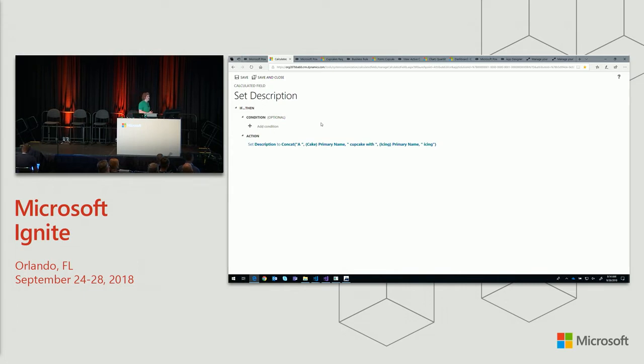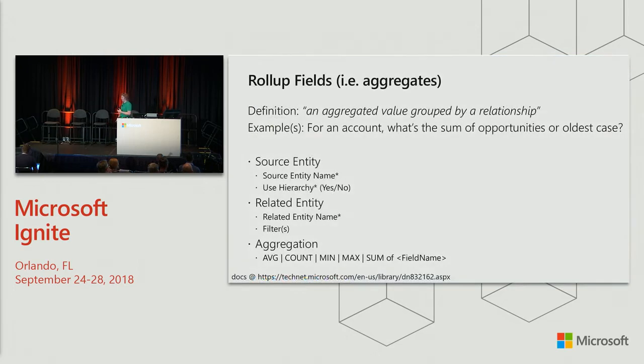And so if I go and look at my calculated field definition, you'll see here I don't actually use a condition because I always want to calculate this field. And then in my action, what I do is I set the description attribute on the entity to concatenate a space, and then the cake's primary name, cupcake, with icing's primary name, icing. And so this would say a funfetti cupcake with chocolate icing. Okay? And so this entity can then be used in any of my various experiences as well as accessed through the APIs.